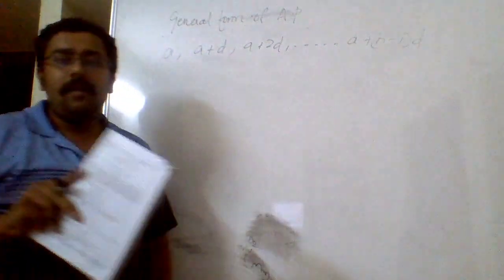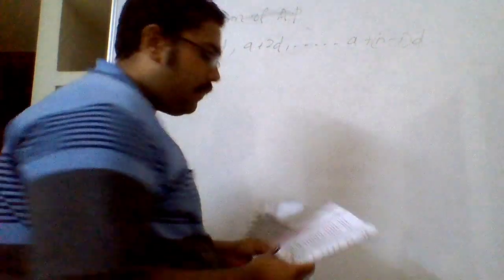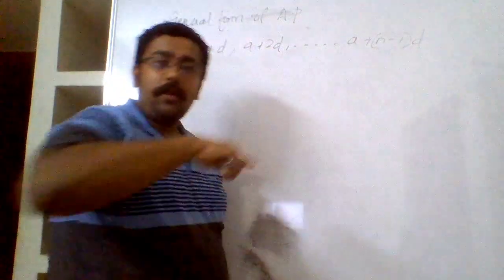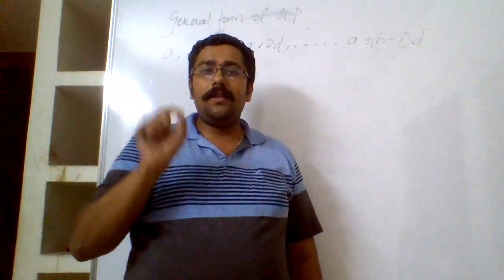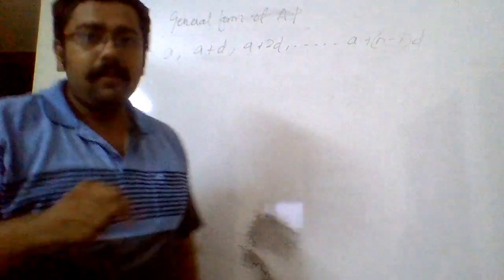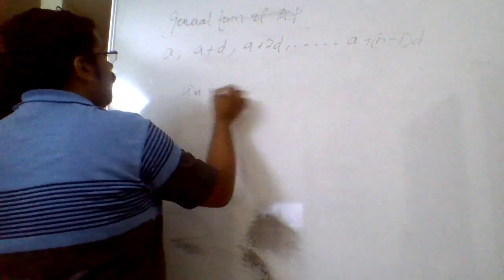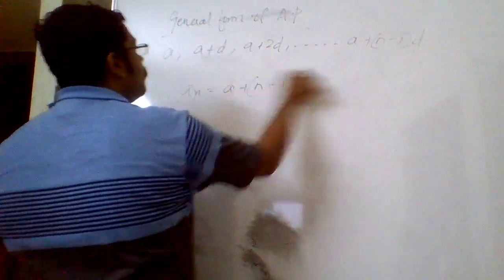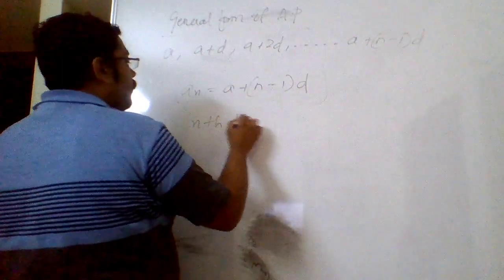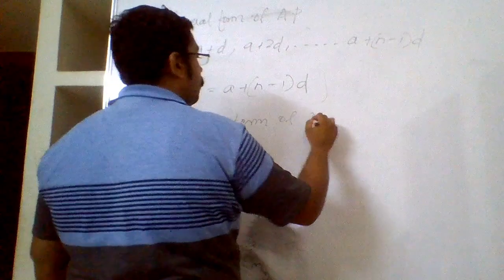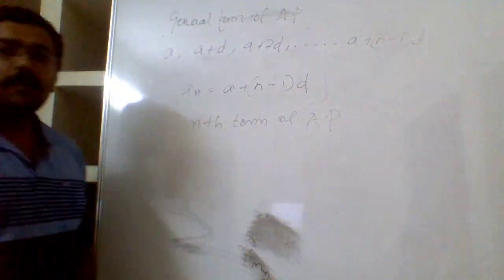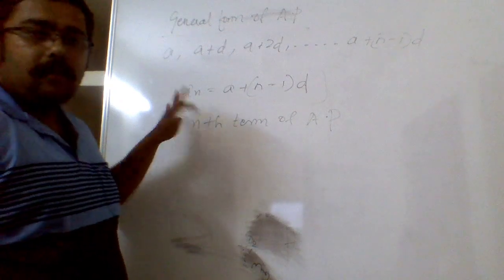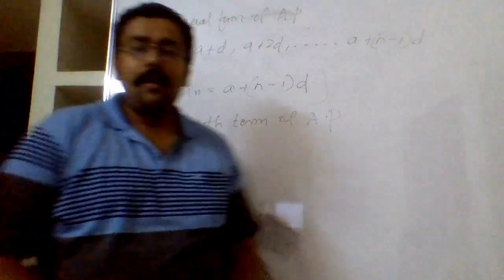They ask this for 1 mark in objective type questions. So now since I told you this is the last term, I told you in the previous session that the last term is denoted by a letter called An. So therefore you can write the An formula as A plus n minus 1 into D. So this is called the nth term of AP. So if they ask you the nth term of an AP, you should write this formula. This also they might ask for 1 mark in objective types.